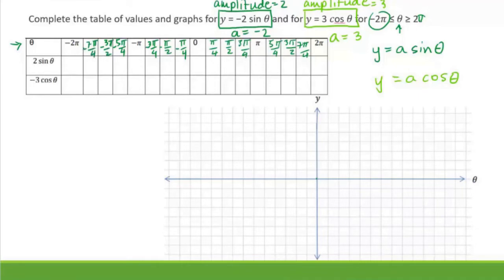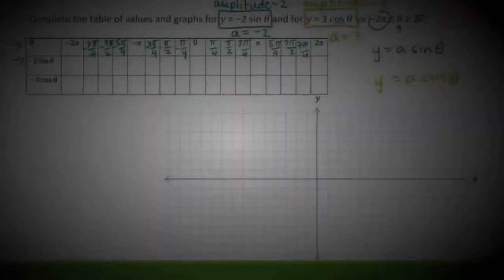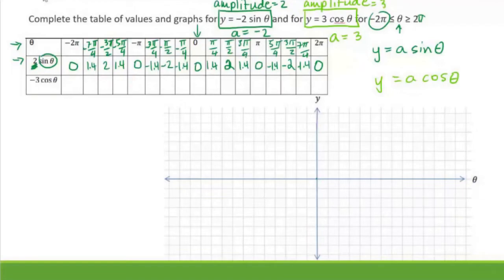Our next job is to evaluate 2 times the sine of theta for each value of theta. There are 2 ways that you can do this. As we're getting started, let's reach for our calculators. Remembering that the angles are in radians, calculate 2 times the sine of each angle in radians and record the answer. Let's graph that.